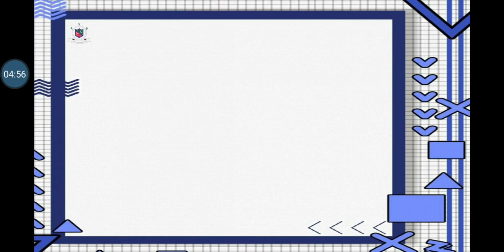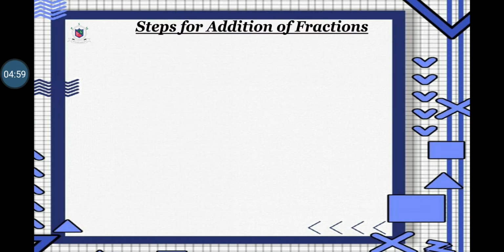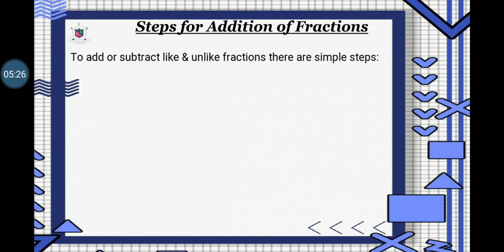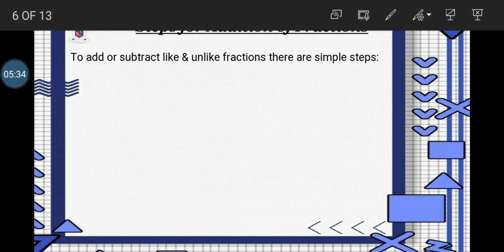So, dear students, we have different keywords in different word problems. Today we are doing addition and subtraction. So after finding out that the word problem is about addition or subtraction, we should recall the steps that we have to use for the addition of fractions. To add or subtract like and unlike fractions, there are simple steps.